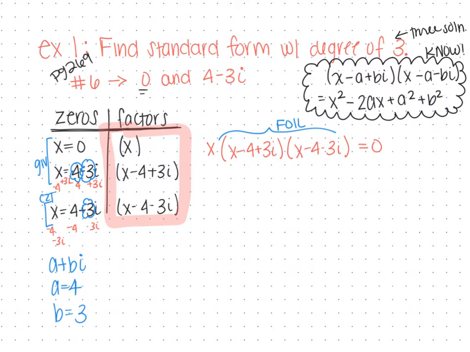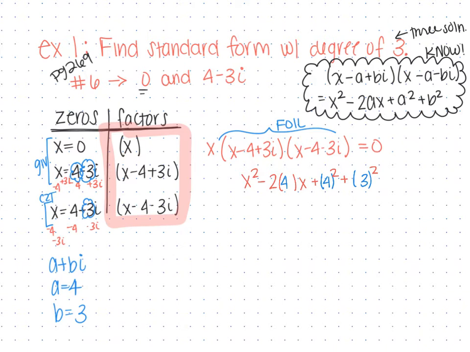So I have x squared minus 2 times a, well, a is 4, times x, plus a squared, which is 4, plus b squared, which is 3.